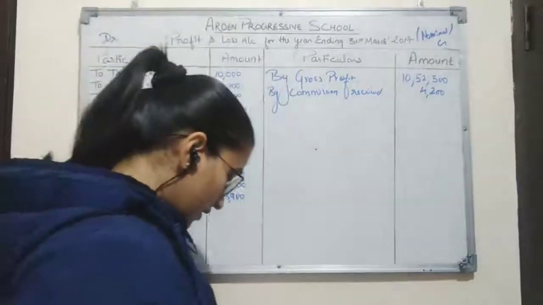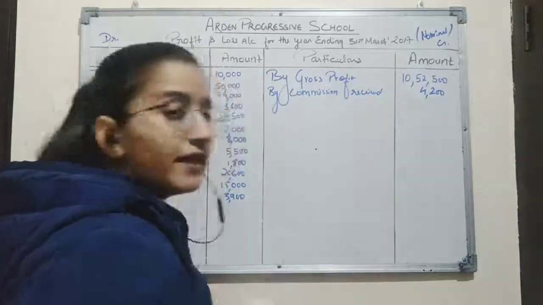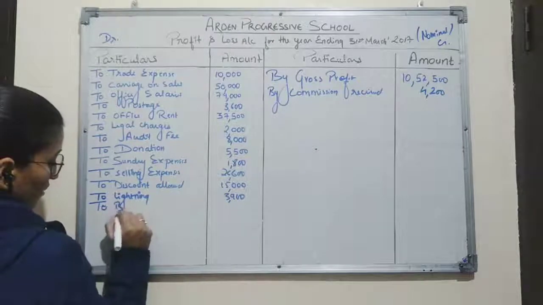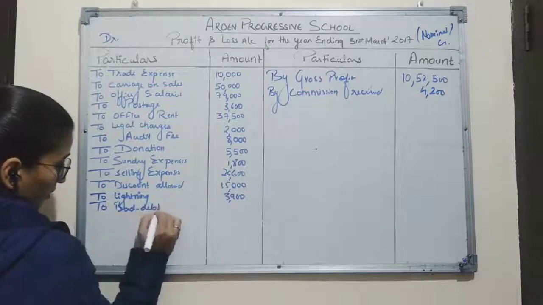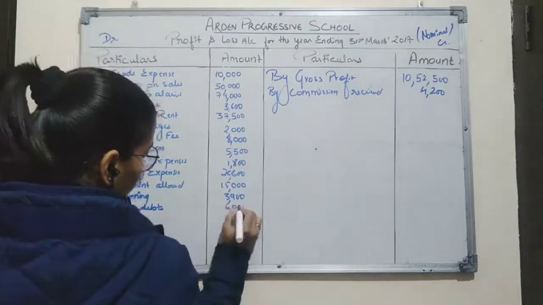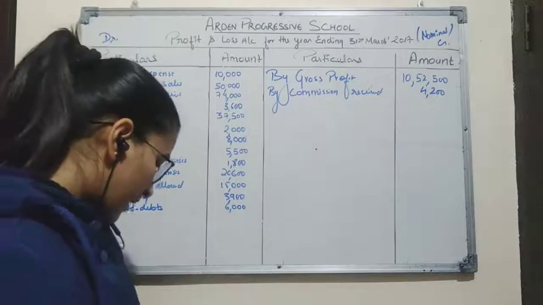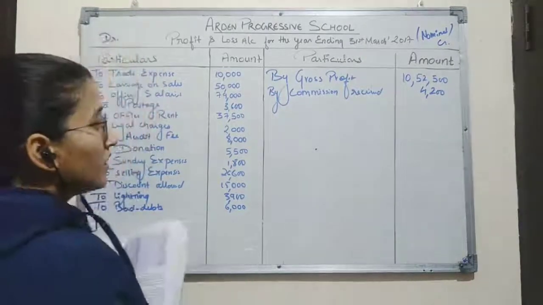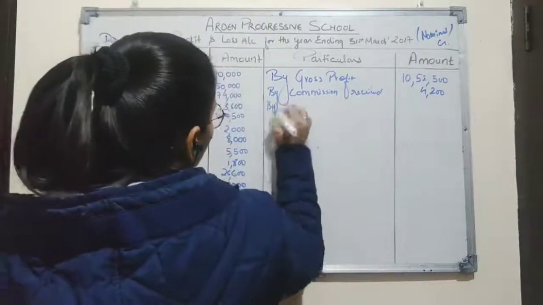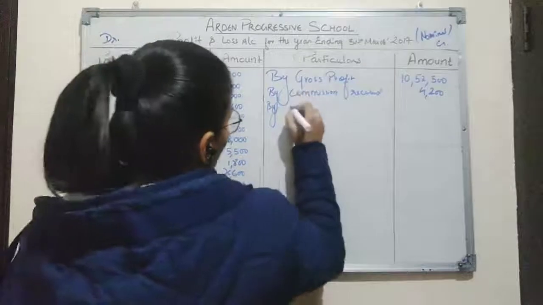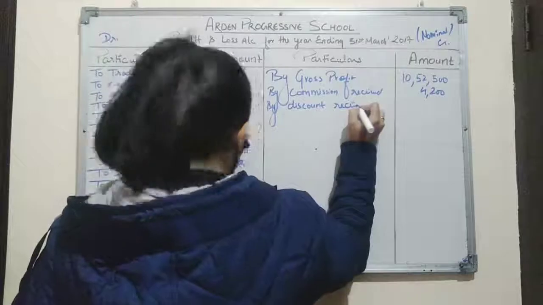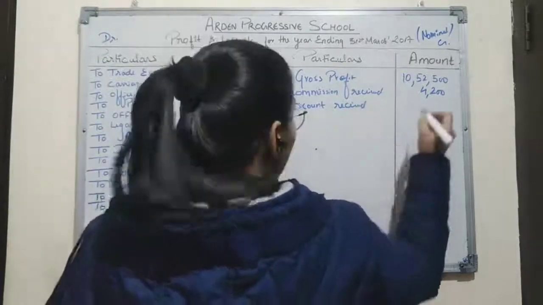Amount is 4,200. Next is bad debts. Bad debts is expense for the company, so we will record it as to bad debts amounting to rupees 6,000. Next is discount credited. So here discount has been received by the company. Credited means discount is received by company. So we will record it as by discount received. Amount is 3,000.